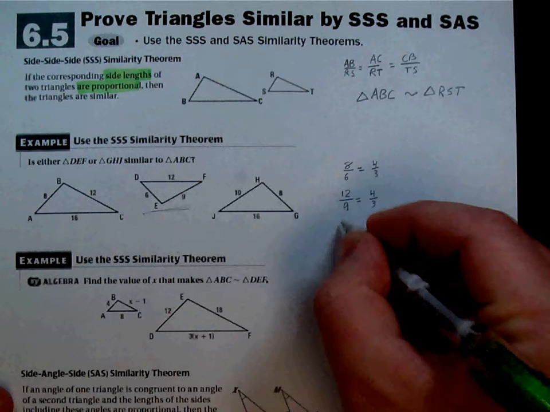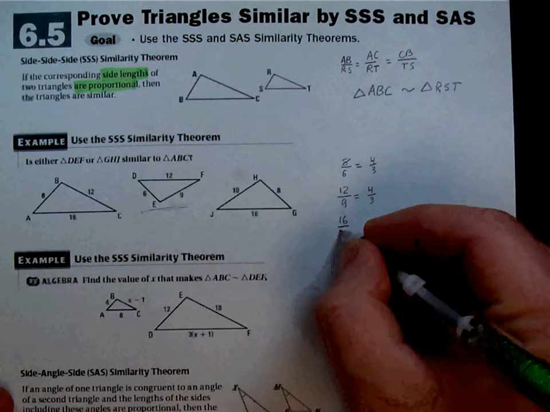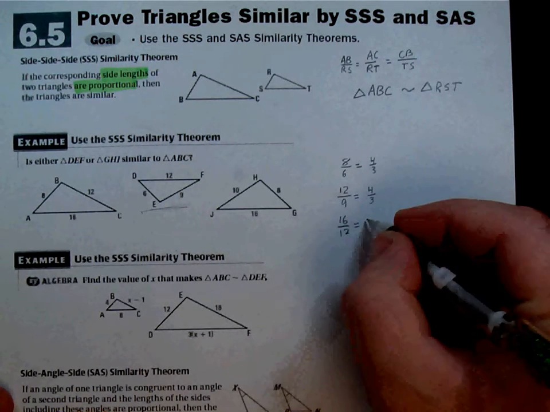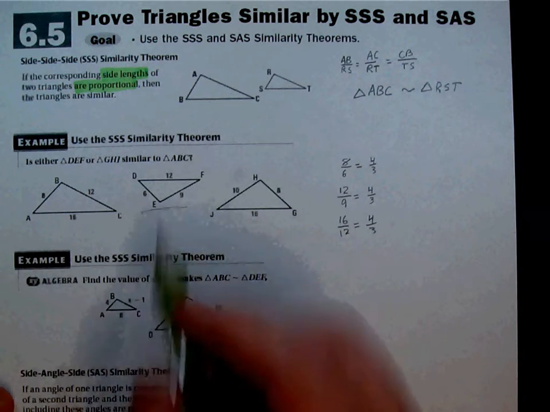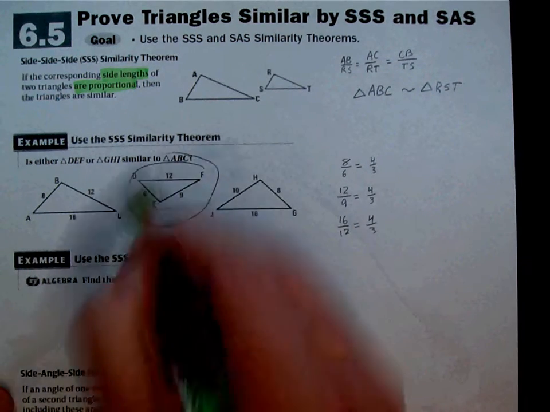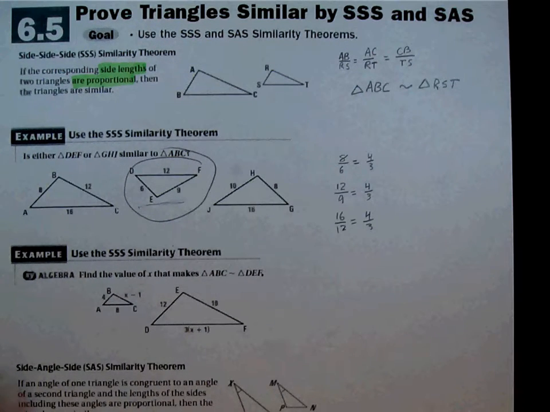And then 16 is my longest side. I'm going to compare it to the longest side there, which is 12. Divide those both by 4. I get 4 to 3. Yes, they were proportional. So I'll come back, but I know that DEF is similar to it. Now I'm going to check the other one also.